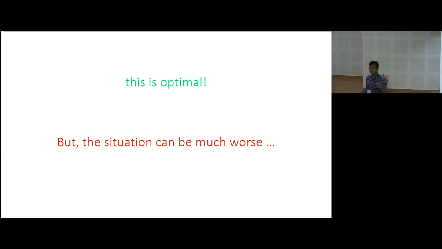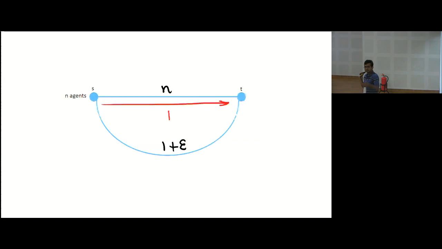In fact, the situation can be quite bad. So let's look at this sort of classic example. I have n agents sitting at this vertex S, wanting to send traffic to vertex T. And there are two different routes that they can send traffic on. One route has a cost of n. The other has a cost that's slightly higher than 1.